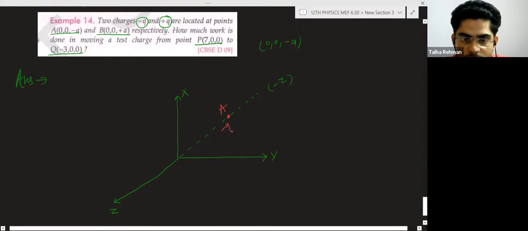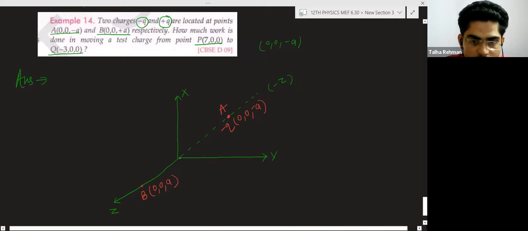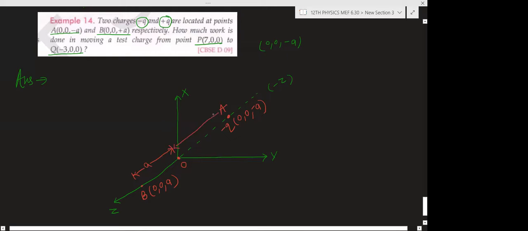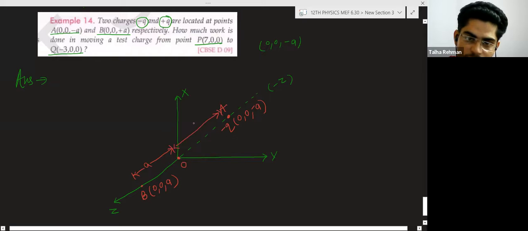And this is minus q charge at 0, 0, minus a, and another charge plus q is placed here at 0, 0, a. This is the origin. So Hamza, what is the distance between point O and point B? It is a, right? This distance is a. This is the origin and this is point B. Yes, the distance is a.